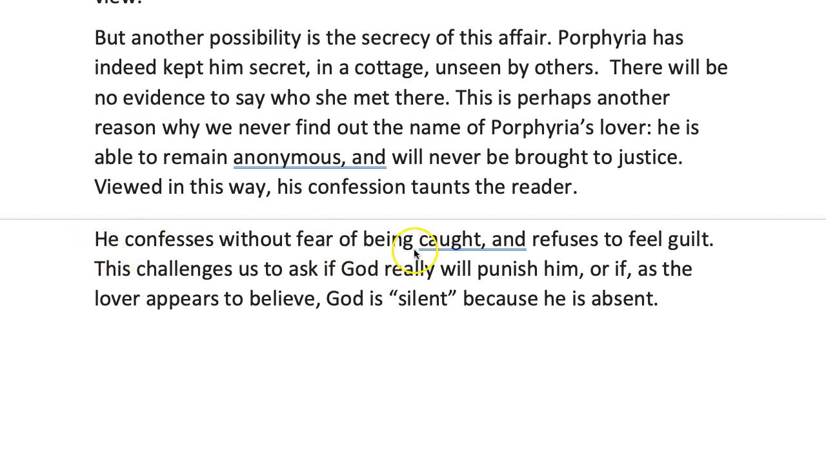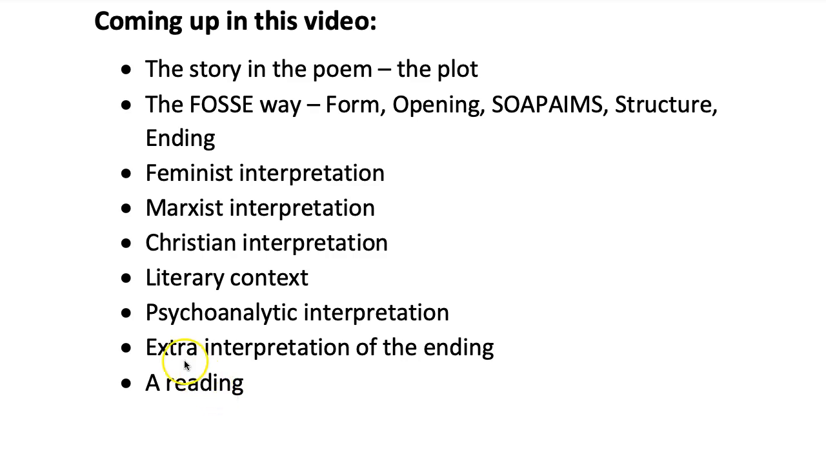He confesses without fear of being caught and refuses to feel guilt. This challenges us to ask if God really will punish him, or if, as the lover appears to believe, God is silent because he's absent. He's just not there. If you've stuck with this section, you're already definitely capable of getting at least a grade 7 and probably more.